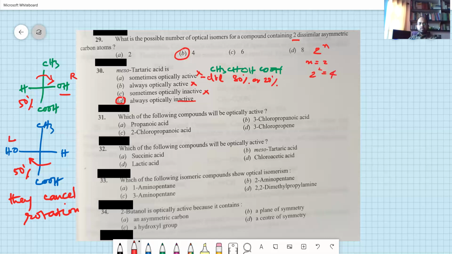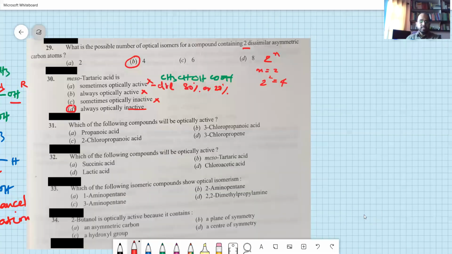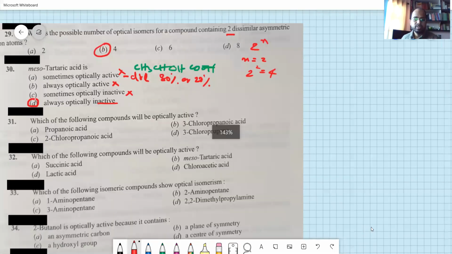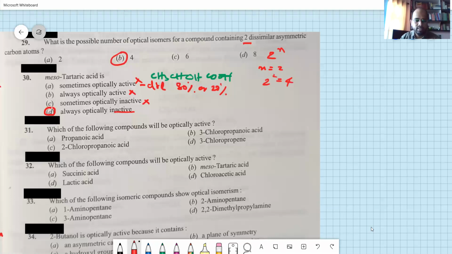Okay. So the next question number 31. Which of the following compounds will be optically active? Propanoic acid, 3-chloropropanoic acid, 2-chloropropanoic acid, and 3-chloropropene. I think for this you have to note the structure. Let us just try writing the structure. A simple way you can write the structure is, propanoic acid means you should have 3 carbon atoms.